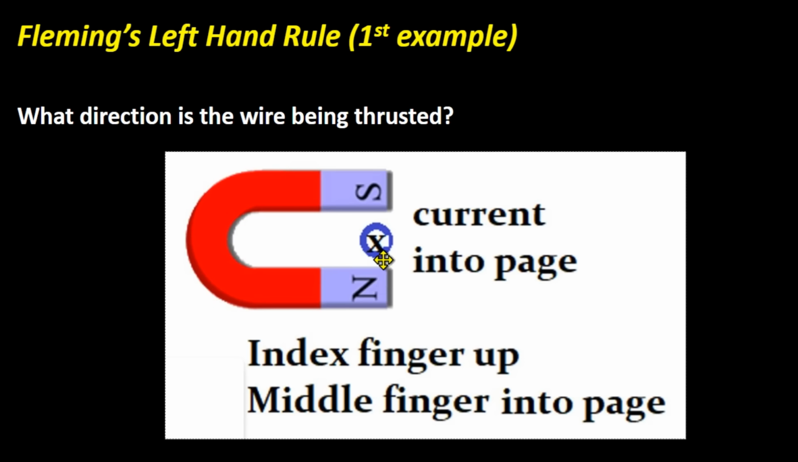Here we have an X, and that means that the current is going into the page. This is a wire and it's between a magnet here. Now the field always runs from north to south. So this means that your index finger is going to be up and your middle finger is going to be into the page because the current is going to go into the page. If you did it correctly, we're going to see how your thumb is going to be pointing. Your thumb is going to be the thrust.